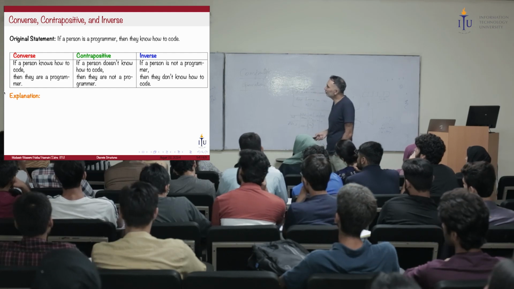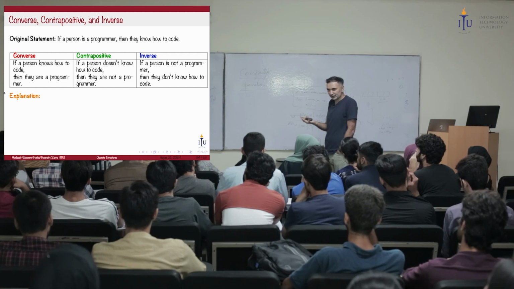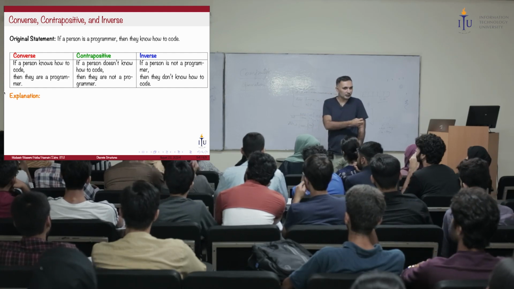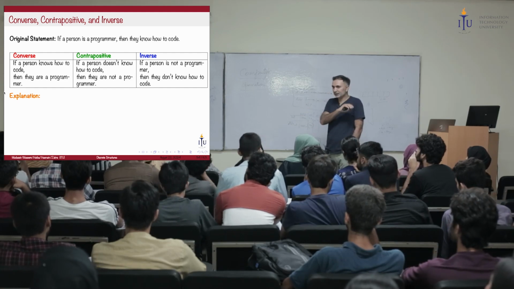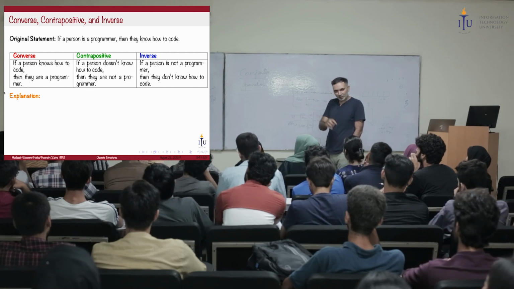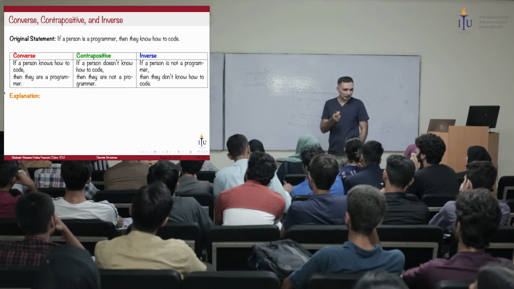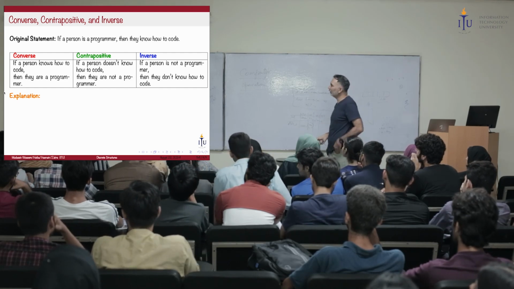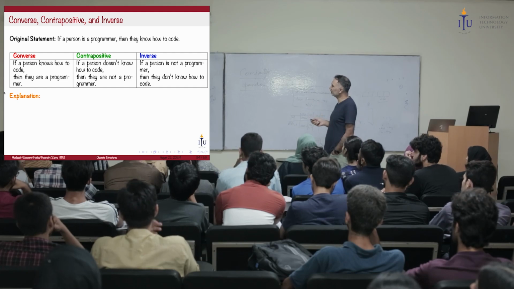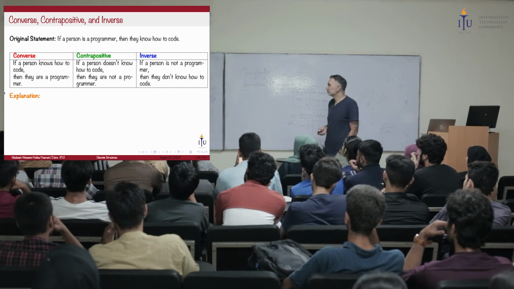All right. So here are a few other conditionals that we construct from a given conditional. Now we have a statement which is if P then Q. Now we can construct other conditionals from it by using only the negation operator and switching things. So the original statement is if a person is a programmer, then they know how to code.